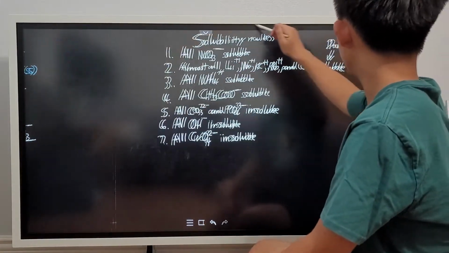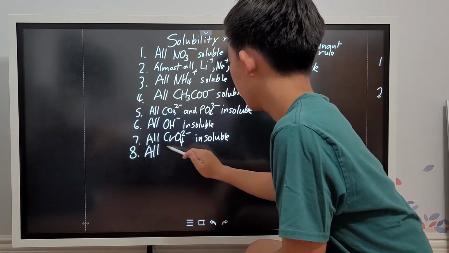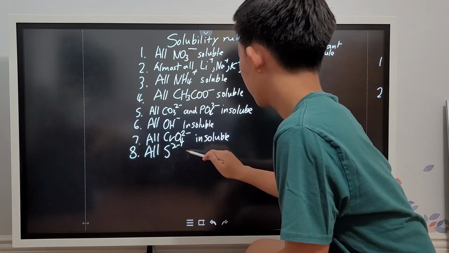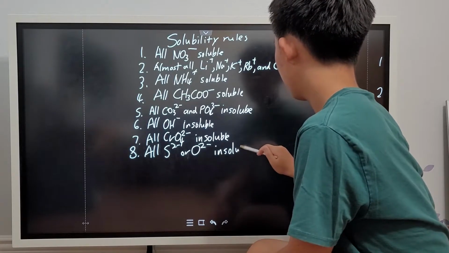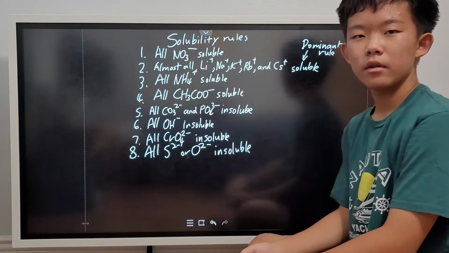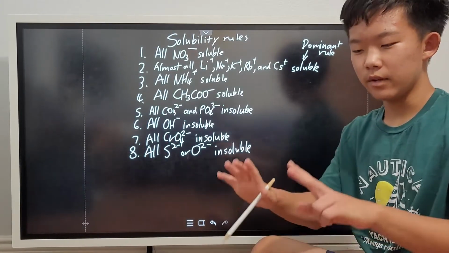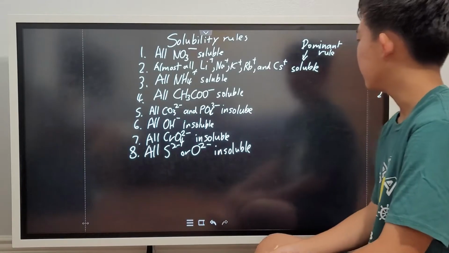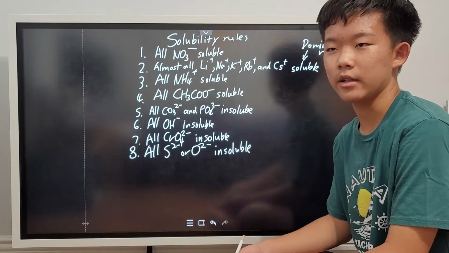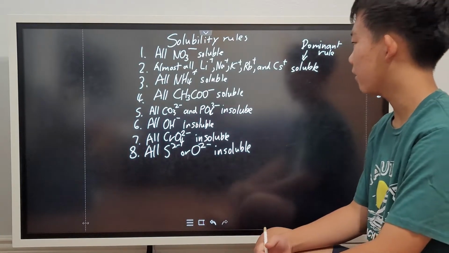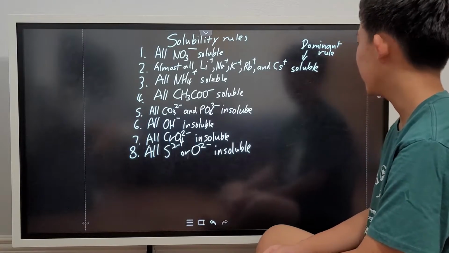Here are some basic solubility rules. Let me just add number 8. So here are some basic solubility rules. Now there's 8 of them, and here are some simple ones. Now you'll learn more rules and more exceptions as you get to higher levels, but right now we don't need to care about it. So we just have 8 simple rules you need to follow.